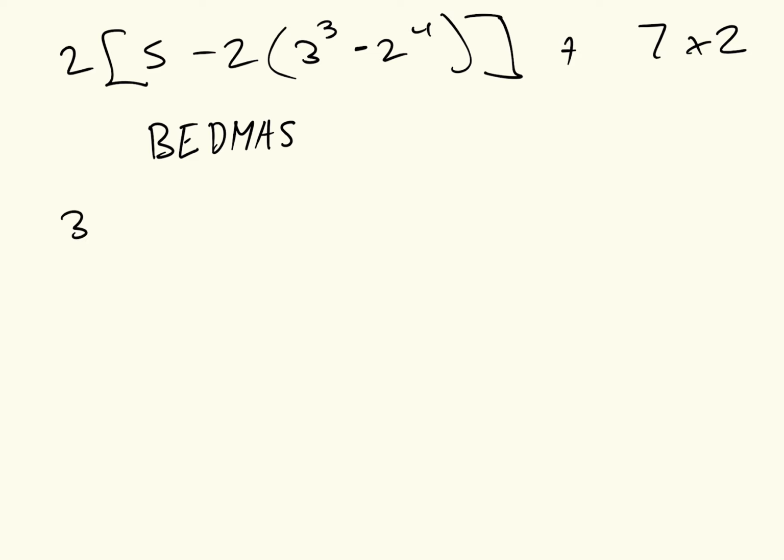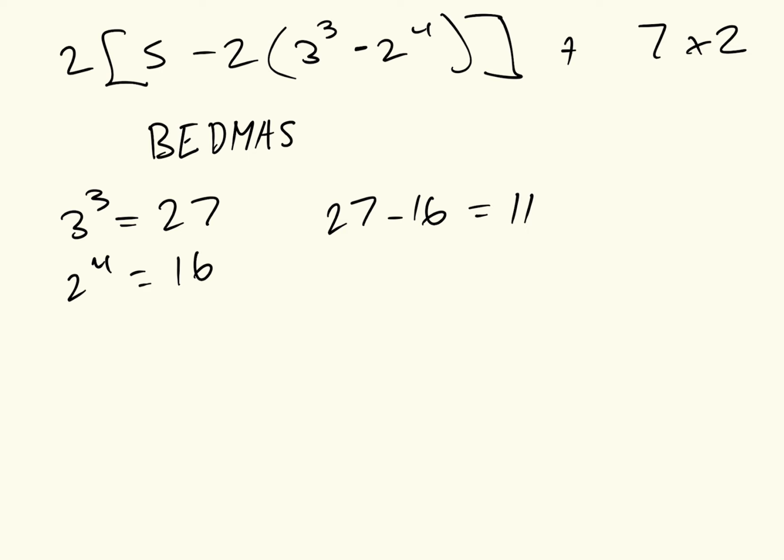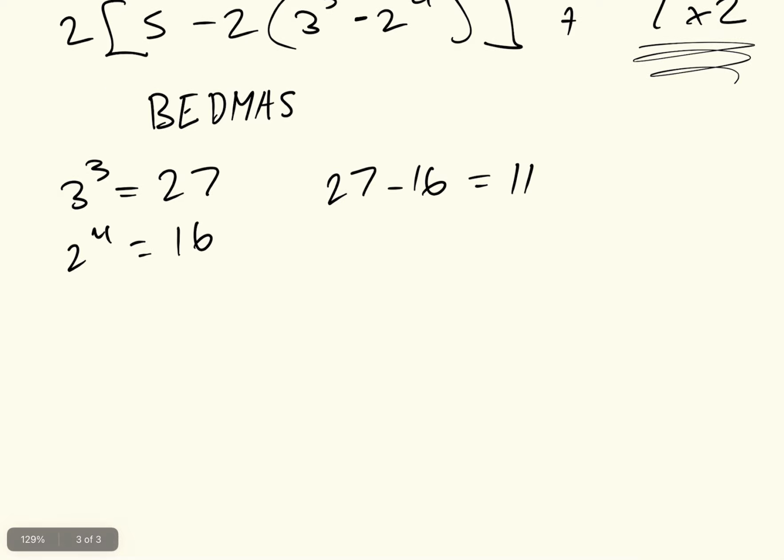3 to the power of 3 is equal to 3 times 3, which is 9, times 3, which is equal to 27, minus, and then let's just go 2 to the power of 4 is equal to 2 times 2, which is 4, times 2, which is 8, times 2, which is 16. You go 27 minus 16, and you're left with 11. And then we can just simplify this 7 times 2 here. It's equal to 14.